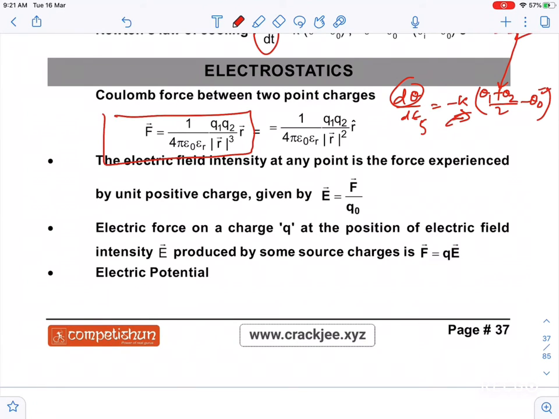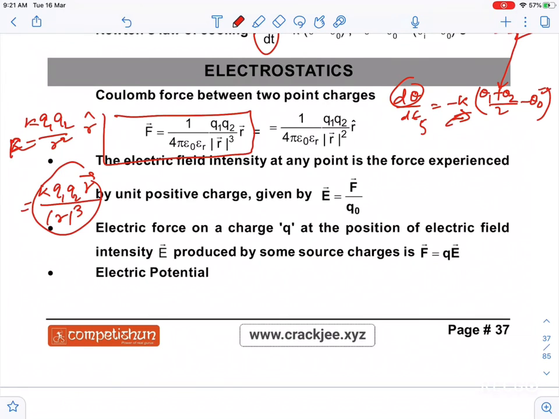Okay, so force is written as K Q1 Q2 divided by R square. This is the scalar form of Coulomb's law force. Now guys, if you are writing the vector form, you have to write the unit vector R cap. This R cap can be written as R vector upon mod of R vector. So K Q1 Q2 R vector upon mod of R vector cubed, this is actually known as force in vector form.